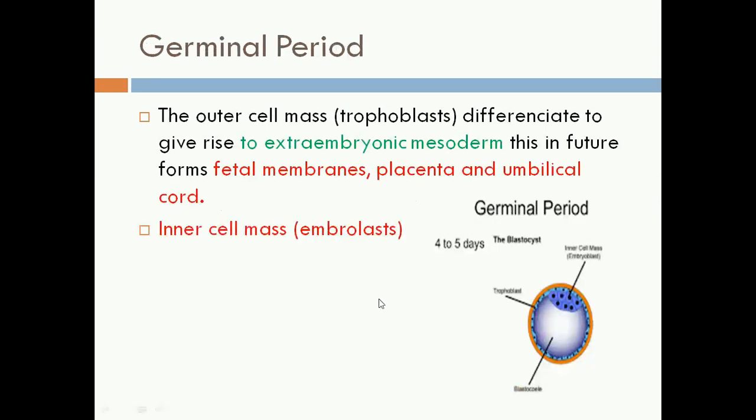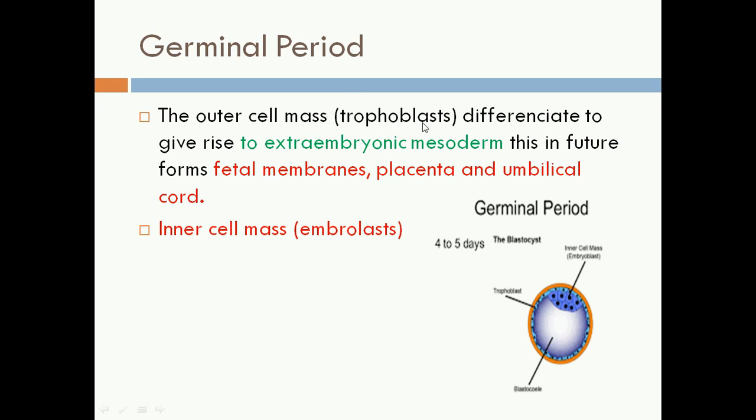Let's talk about the germinal period. The outer cell mass, which we call the trophoblast, differentiates and gives rise to an extraembryonic mesoderm. I said that at the blastocyst stage itself, there is a formation of two cell layers, an outer cell layer and an inner cell layer. The outer cell layer we call the trophoblast.